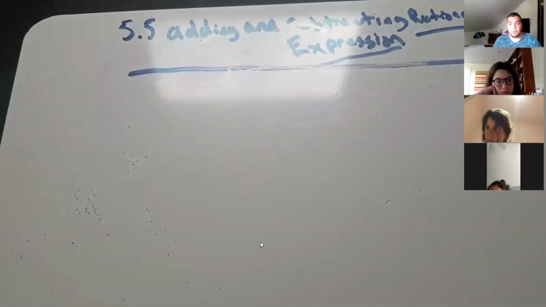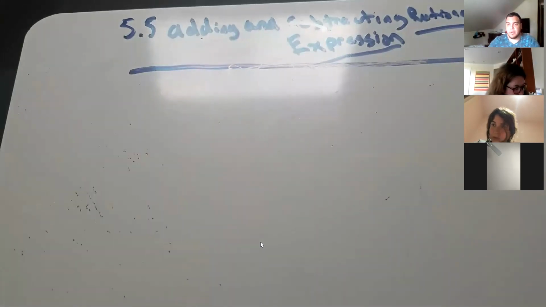So we're recording. Today is going to be 5.5. Last time we did 5.4, multiplying and dividing. Now we're going to do adding and subtracting rational expressions. Before we even start, I just want to make clear what a rational expression is.